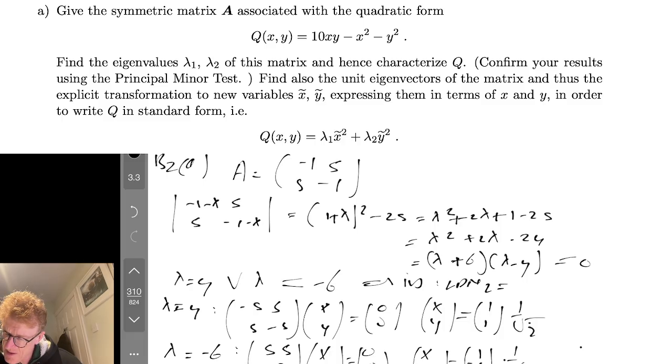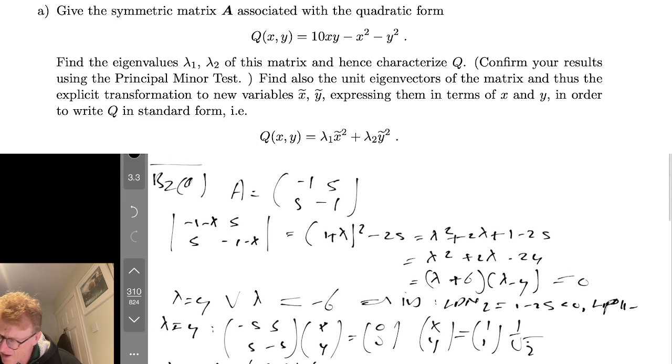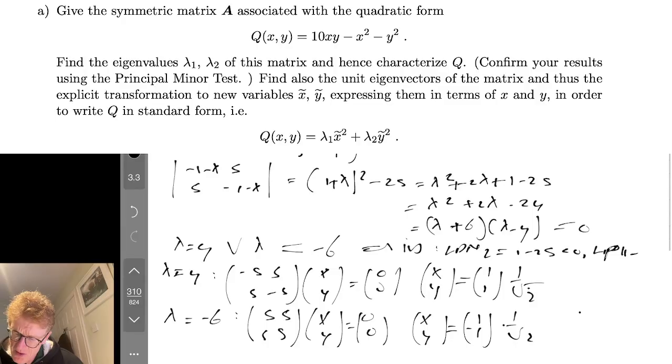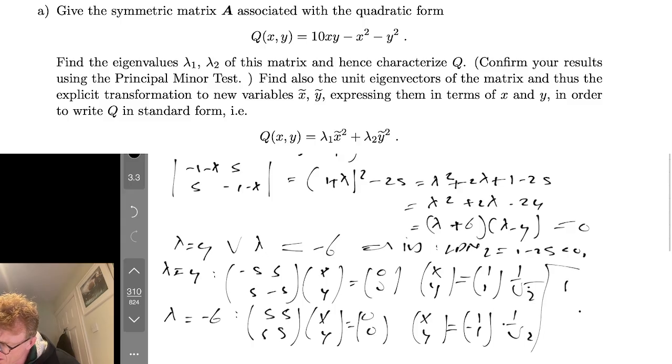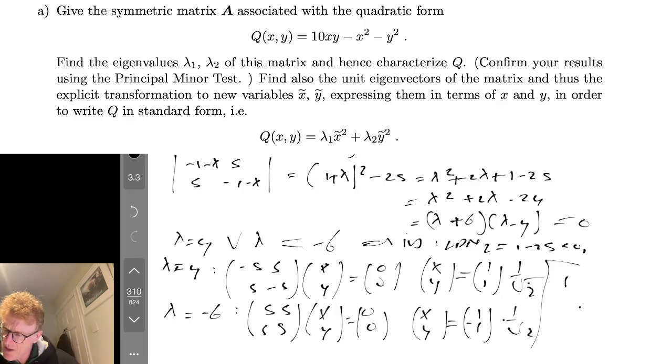So LPM2 is 1 minus 25 is less than 0. LPM1 is minus 1 is less than 0, so this is ID.